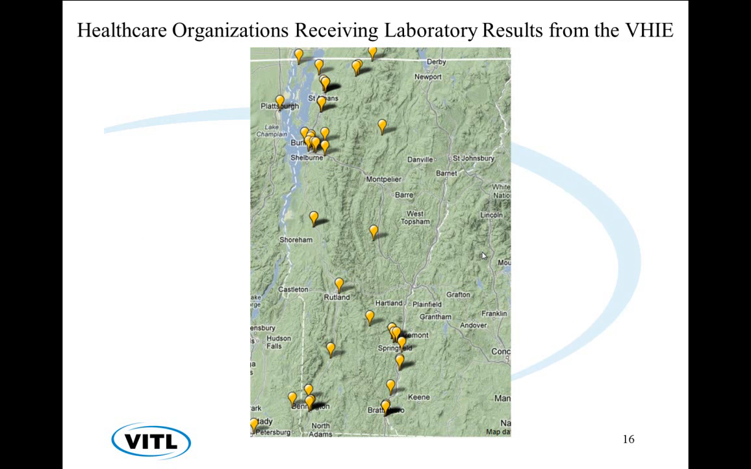So again, what does this look like when we're talking about the VHIE or the Vermont connectivity? Here's a picture of healthcare organizations receiving lab results from the VHIE. And again, this was taken in September, so we've had a few more rollouts since then. But this gives you an idea of who's connecting, who's receiving, and the pockets around the state that we have connected. I think we have a few more connected in the middle of the state, and some duplicates, I think, especially in the Springfield area.